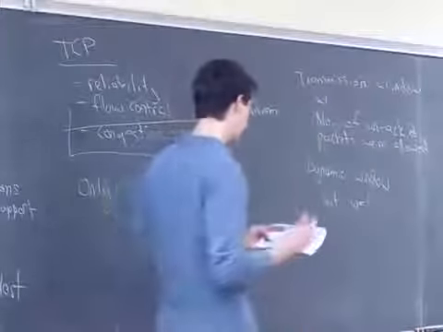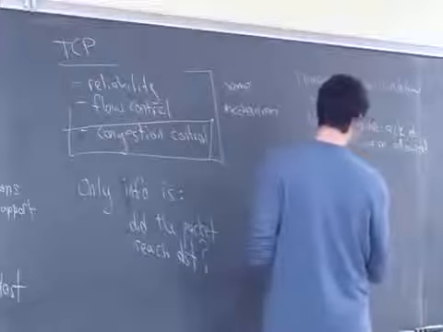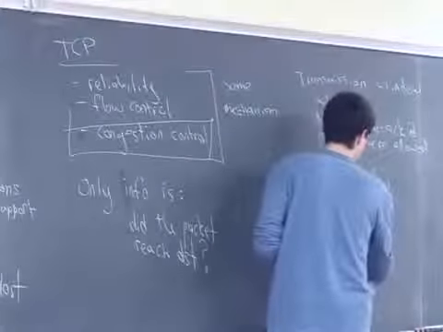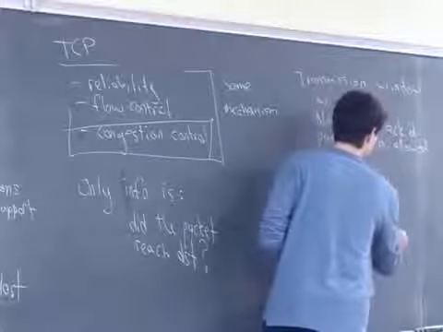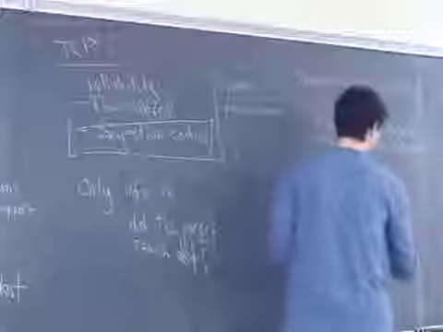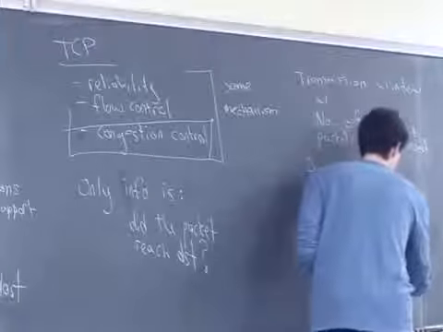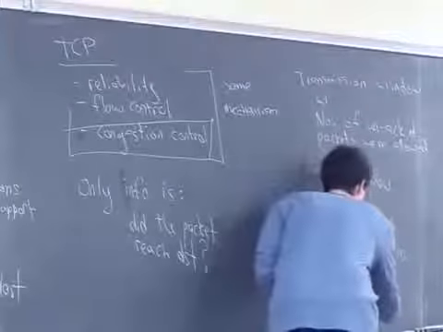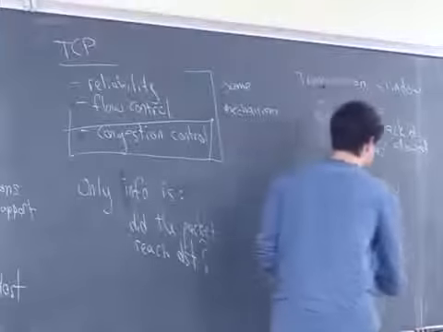All right. Then we have two different phases. You start out in this slow start phase. And for slow start, each time we receive an acknowledgement, then we increase our window by 1.